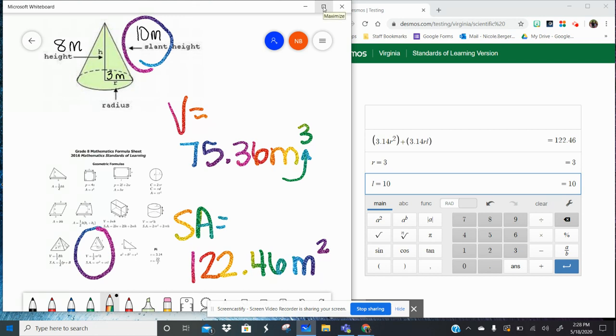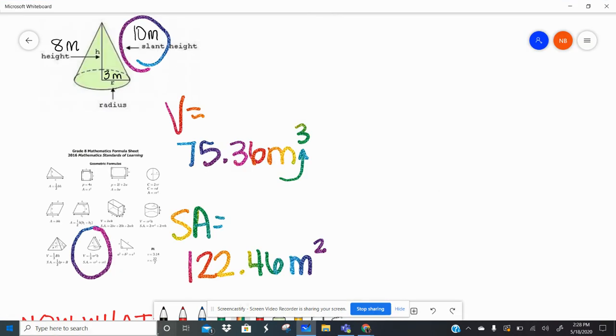Type in the formula, plug in what you know, and it'll solve for the thing that you want, either volume or surface area. Remember, volume is the inside of the shape, if you wanted to fill it. Surface area would be the outside, like if you wanted to wrap it.